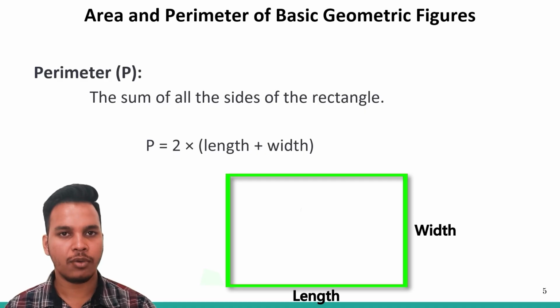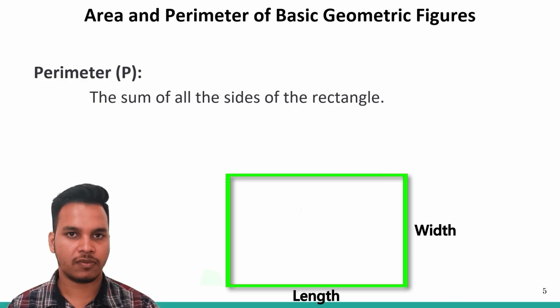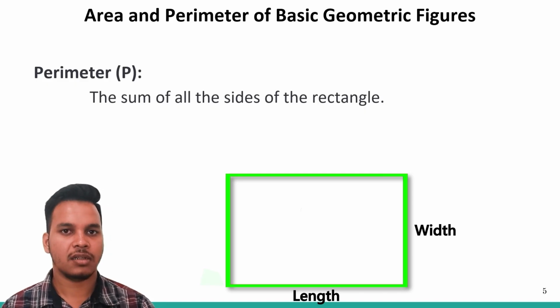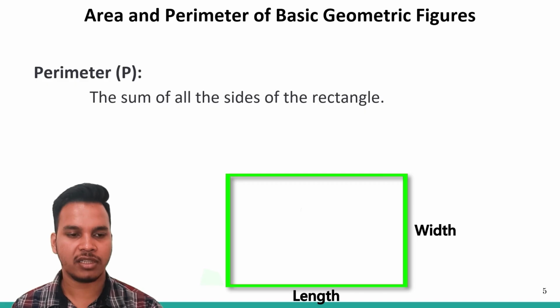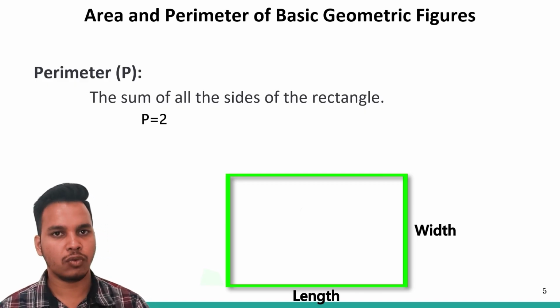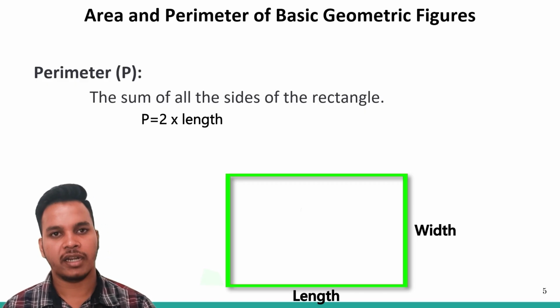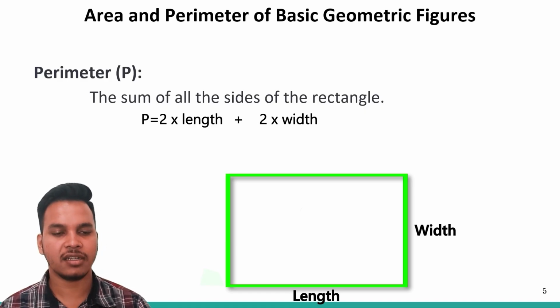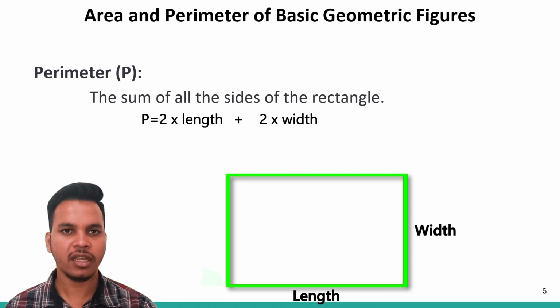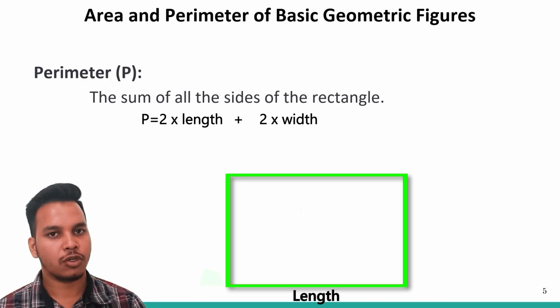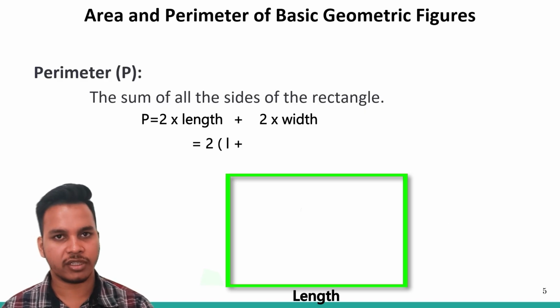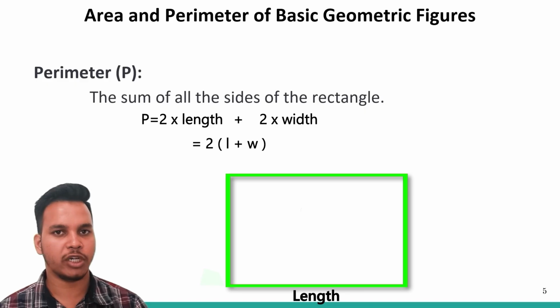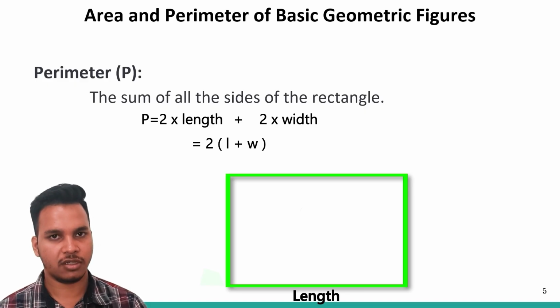So how will we measure the boundary? What we will do is first measure the two lengths, which are equal, that is why we multiply 2 with length. And then we know that the two width lines are the same, that is why we multiply 2 with width. So what we are left with is 2 into length plus 2 into width, that is actually equal to 2 into (length plus width), okay.